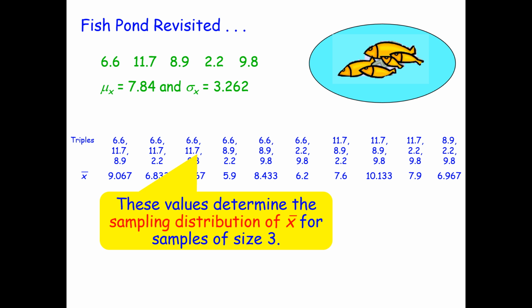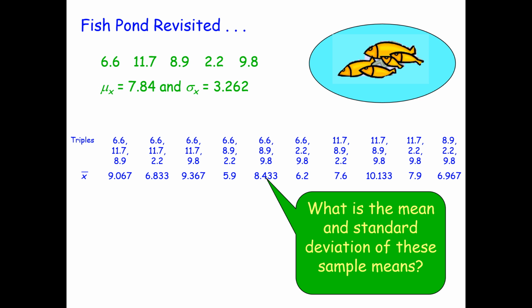Now, these values determine the sampling distribution of our sample mean for the samples of size 3. What is the mean and the standard deviation of these sample means? I'm going to have you go ahead and calculate that on your own right now. So I'm going to push pause and calculate those, and then when you're done, push play, and let's see if you are correct.